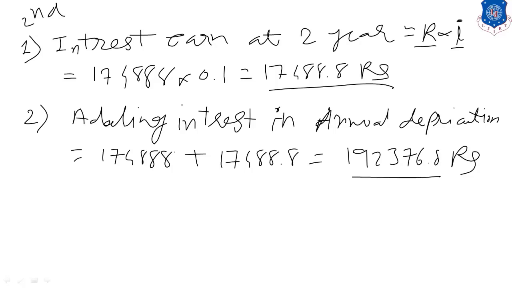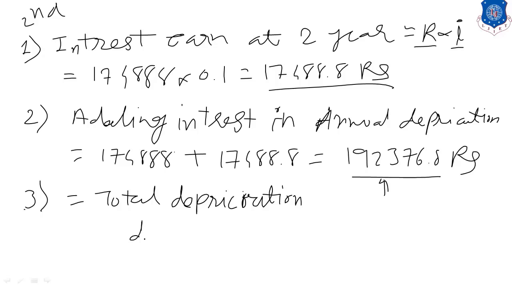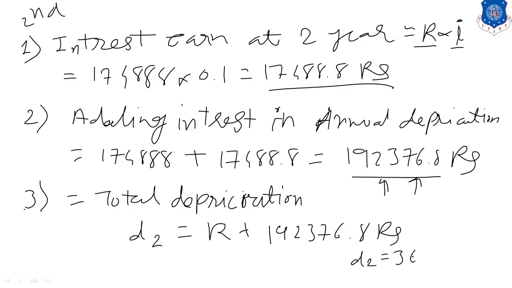Now we have to find out the total depreciation. That can be given by R plus this amount. So step 3 for the second year becomes total depreciation, which can be represented by D2, equal to R plus this value, 192,376.8 rupees. So our D2 becomes 367,264. So this is the depreciation value of the second year.